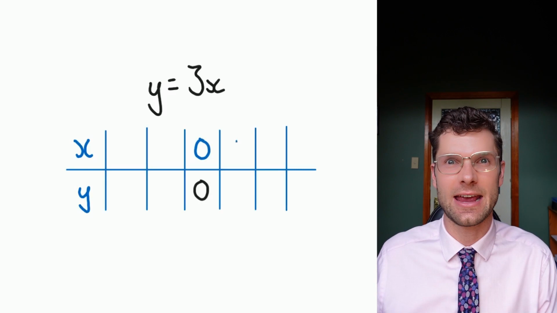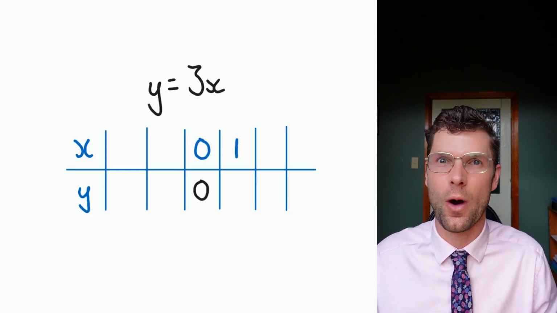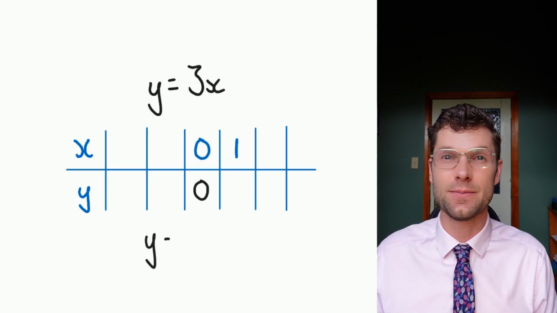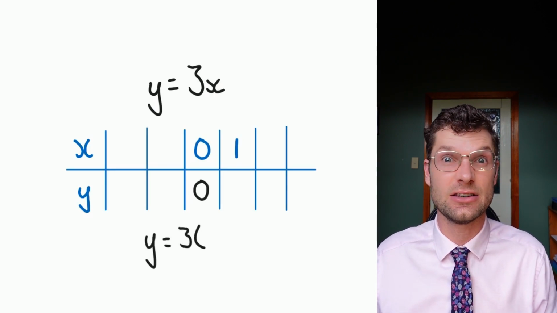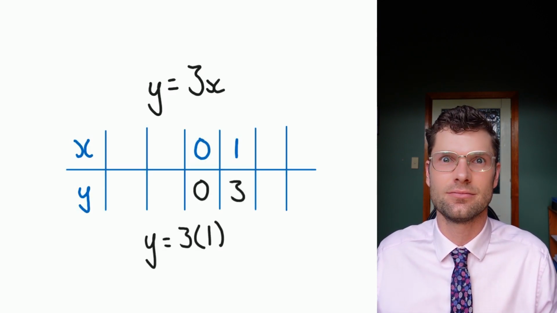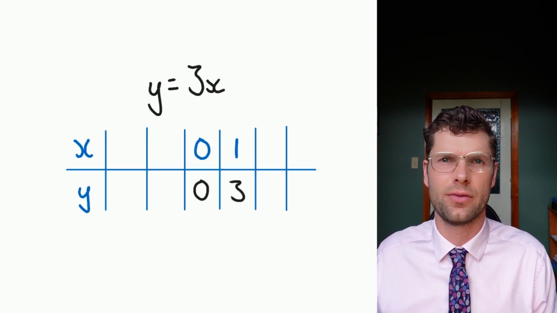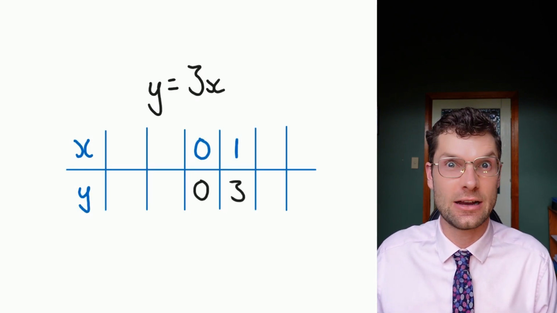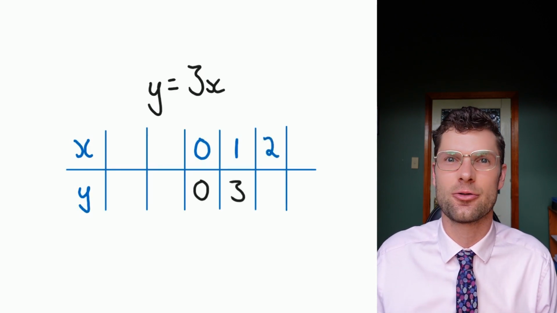Now if I increase x by 1, instead of having 0, I'm now at 1. What's the resulting change in y? I can substitute x is equal to 1 into this equation. So y is equal to 3 times 1, and that's equal to 3. We could probably just go, looks like the pattern's plus 3, but let's double check. Now if I increase x by 1 more, x is equal to 2.